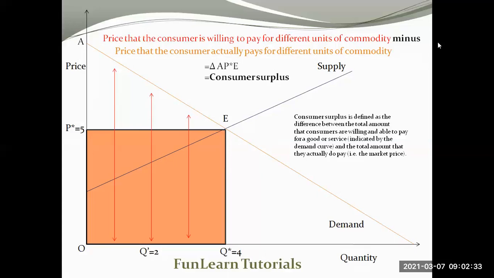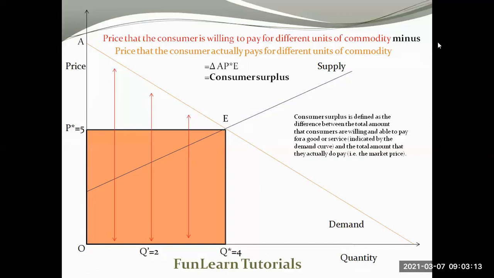So the price that the consumer is willing to pay is OAEQ*, and the price that the consumer actually pays is OP*EQ*. So the difference between willingness and actuality will be given by OAEQ* minus OP*EQ*, which will be given by the triangle AP*E. As I've mentioned, this triangle essentially shows the consumer surplus. Why is it called a consumer surplus? Because the consumers were willing to pay a higher amount, but they end up paying a smaller amount. So they have a surplus at their hand. And that is why it's called a consumer surplus.